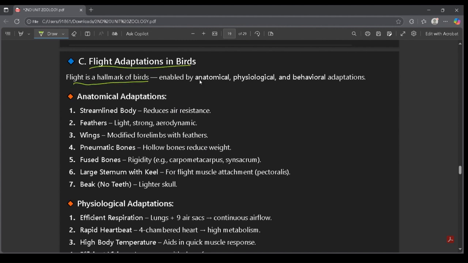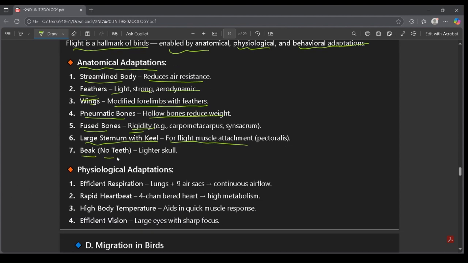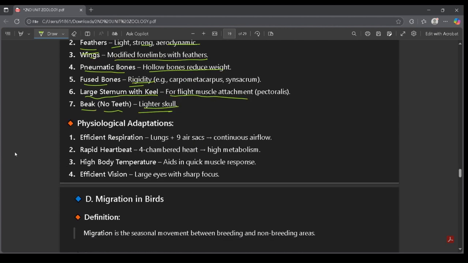Flight is a hallmark of birds, enabled by anatomical, physiological, and behavioral adaptations. Anatomical adaptations: they have a streamlined body, which reduces air resistance. They have feathers which are light, strong, and aerodynamic. Wings are modified forelimbs with feathers. They have pneumatic bones, which are hollow and reduce weight, and fused bones for rigidity. They have a large sternum with keel for flight muscle attachment, and a beak with no teeth, hence a lighter skull.